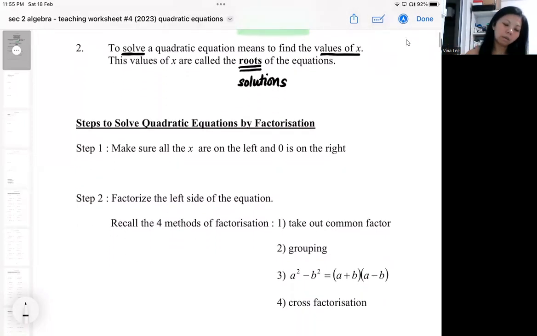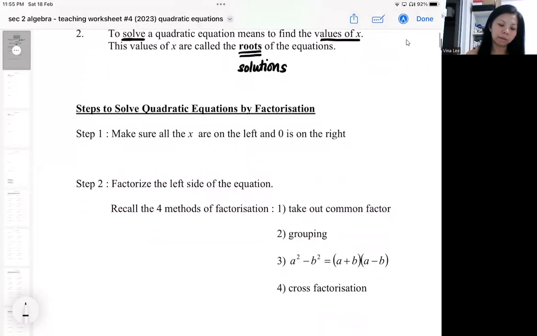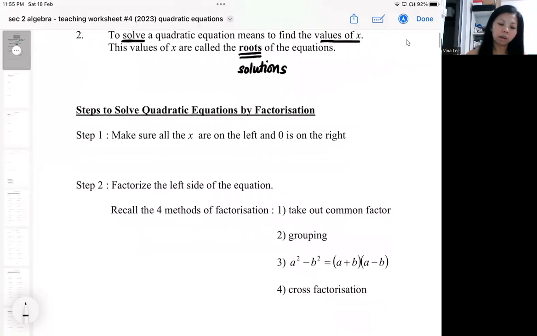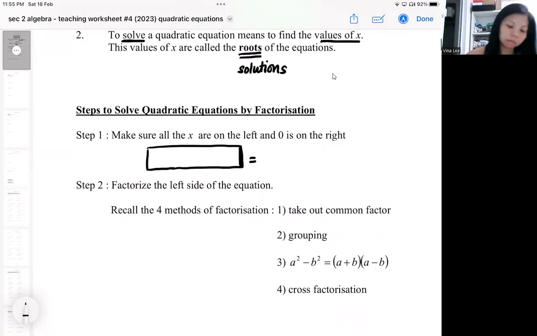Then what are the steps to solve a quadratic equation by factorization? It's actually very easy. All the x has to be on the left side, and then the 0 will be on the right side. We organize them in such a way that it's ax squared, bx, and c. So all the x has to be on the left side, and the 0 must be on the right side. This 0 part is a must, or else you will get tricked by some question.